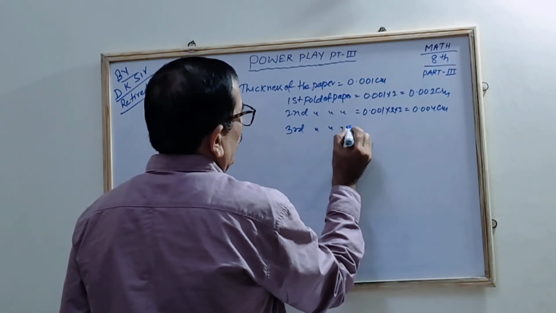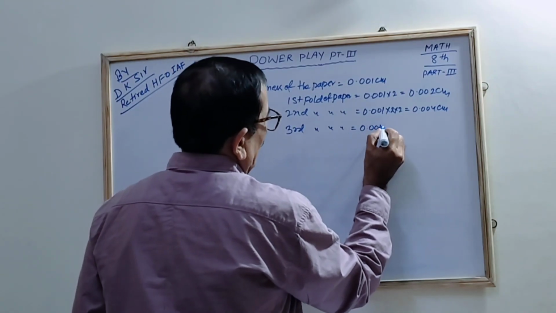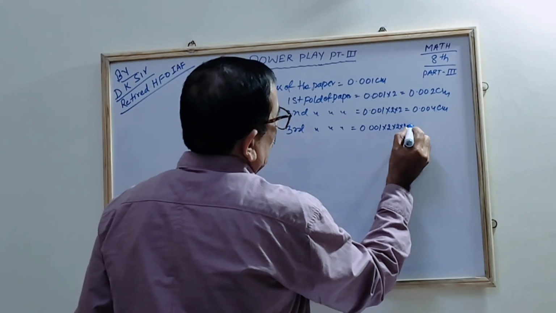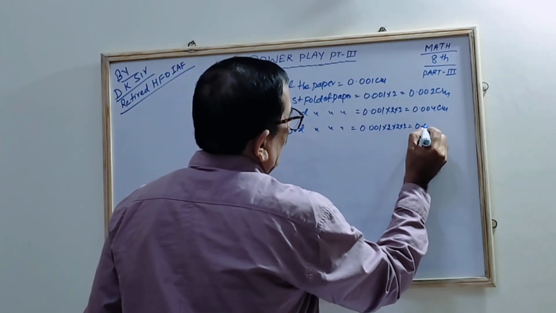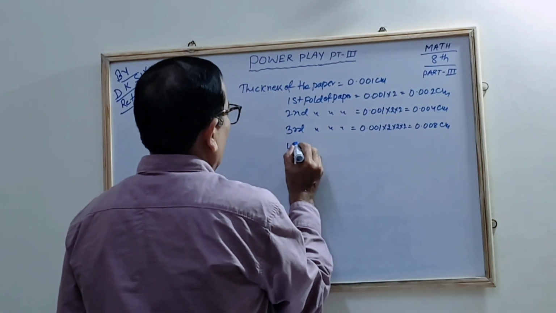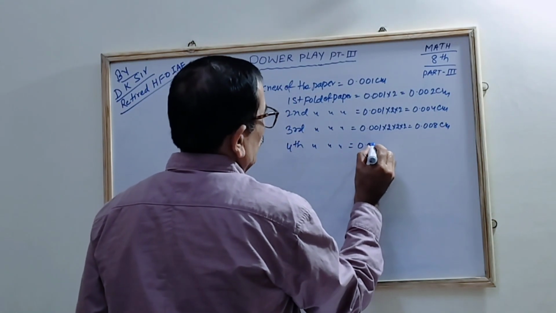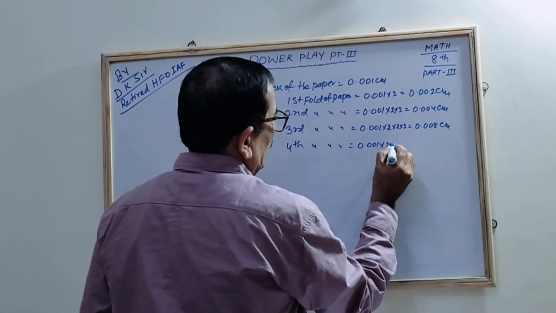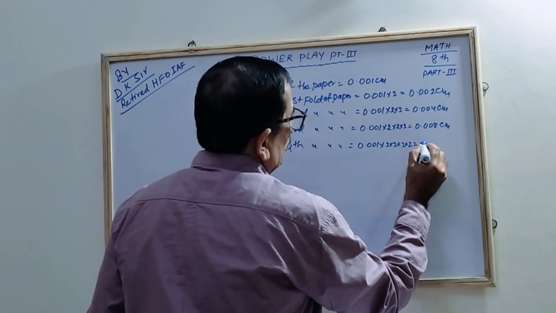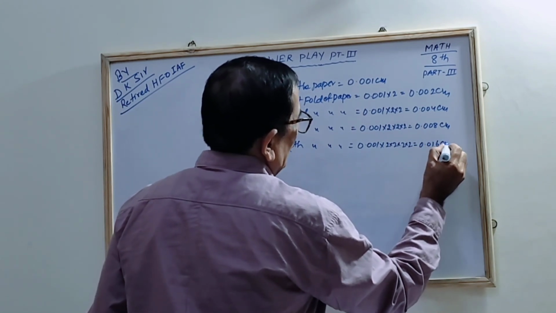So you can see when you make the third fold of the paper, it is going to become 0.001 multiplied by 2 into 2 into 2, so it becomes 0.008 centimeter, correct. When you make the fourth fold of the paper, it is going to become 0.001 into 2 into 2 into 2 into 2, which is equal to 0.016 centimeter, correct.